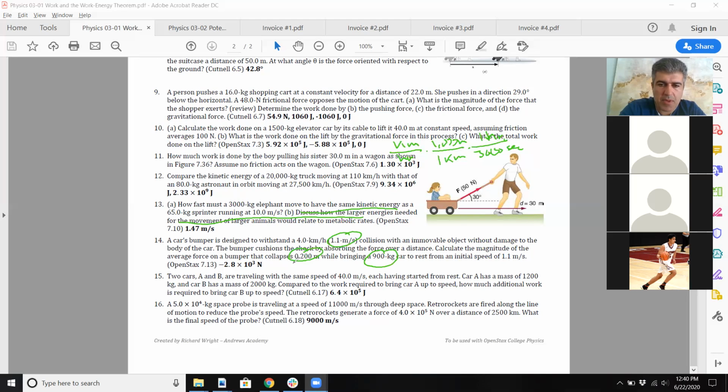I guess, yeah, bring it to rest. Okay, so you should be able to get the acceleration from that. And hold on, is there any more we need to know about this part? Yeah, so I'll let you guys kind of battle through that one.